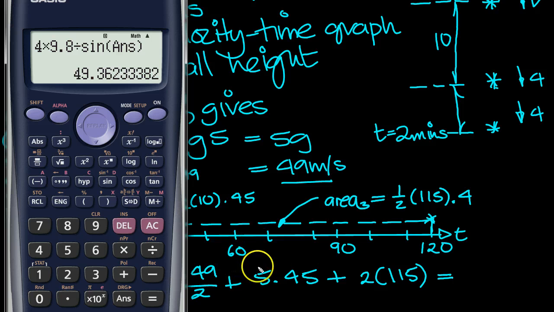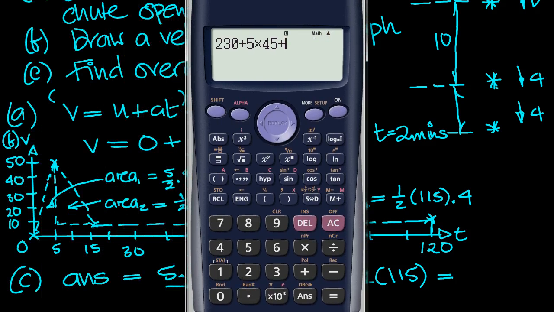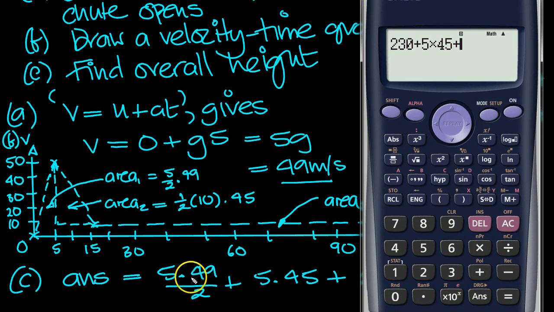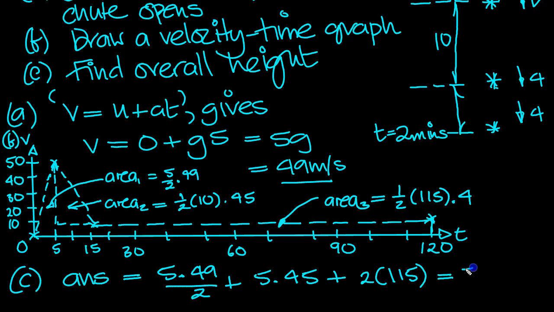Let's tap that in the calculator. 2 times 115 is 230, plus 5 times 45, plus 5 times 49 divided by 2 equals 577.5 meters. That's the overall height.